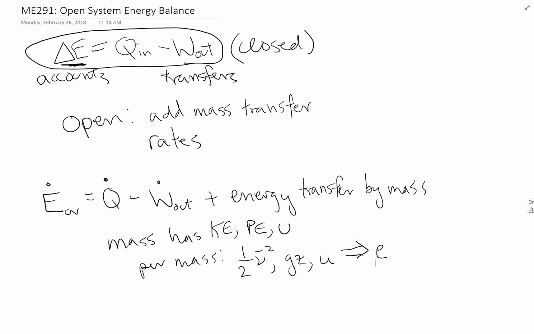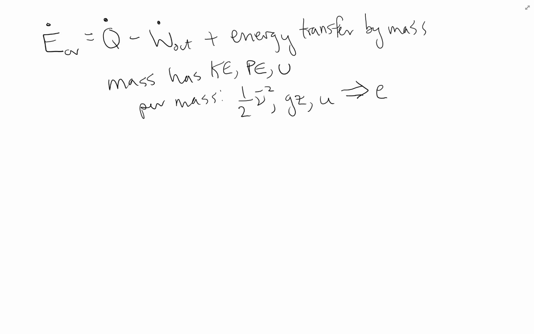The key thing to understand here is that if mass is transferring, it's bringing its energy with it. So if there's a rate at which mass is coming in, there's a rate at which kinetic energy is coming in, a rate at which potential energy is coming in, and a rate at which internal energy is coming in. If we expand this equation out, E dot CV, just like with the mass balance, represents the rate of accumulation. The difference between the rate at which energy comes in and the rate at which energy comes out is the rate at which energy accumulates. That accumulation is going to be the sum of all the energy transfers.